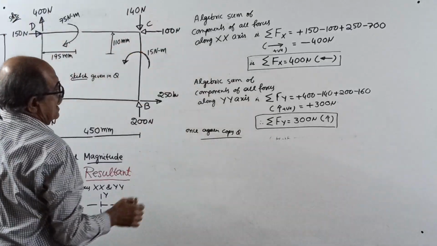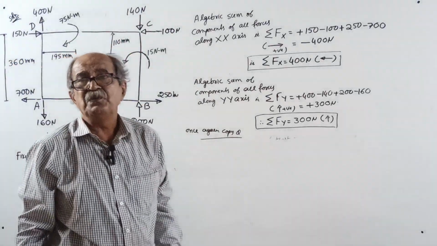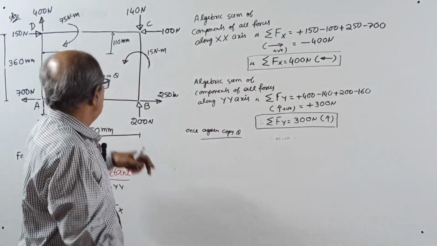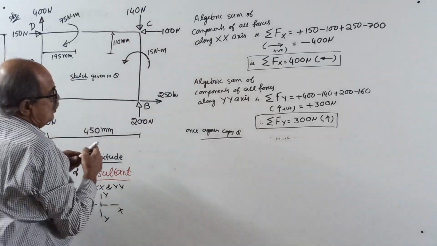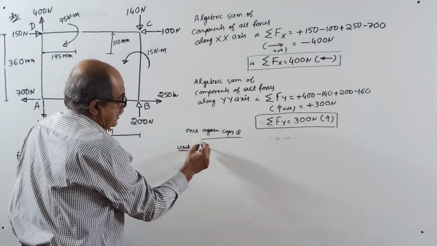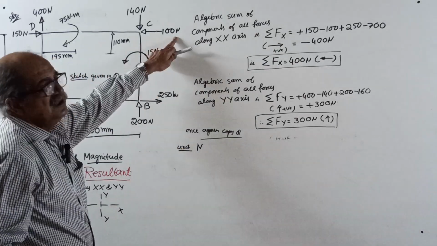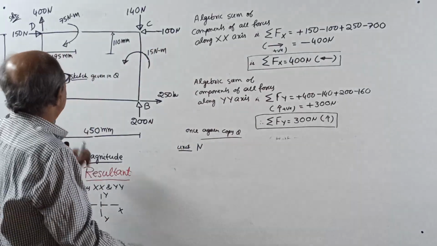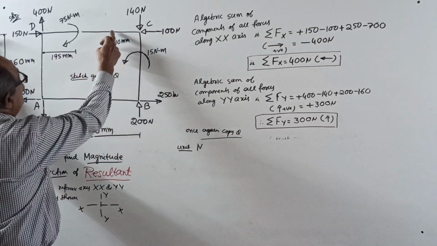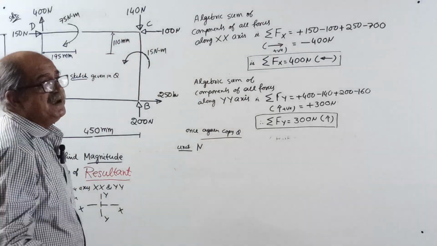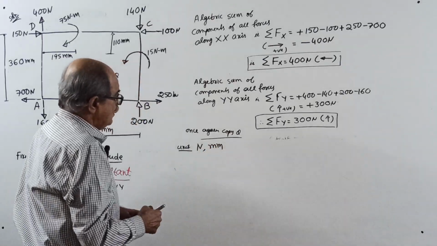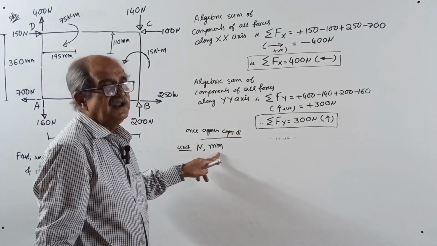Once again, write. And remember, in case of coplanar force system, distances also count. Forces are in Newton, so decide the unit. The unit we are going to cover is force in Newton. If they give kilonewton, solve in kilonewton. Distances here are 450 mm, 360 mm, 195 mm, 110 mm, given in millimeter. Therefore, force unit in Newton, distance unit in millimeter.